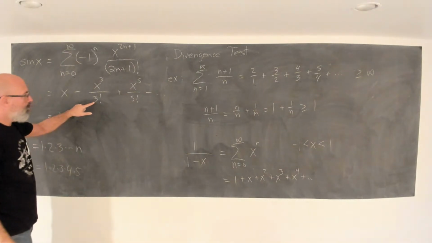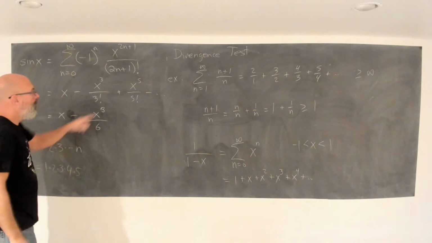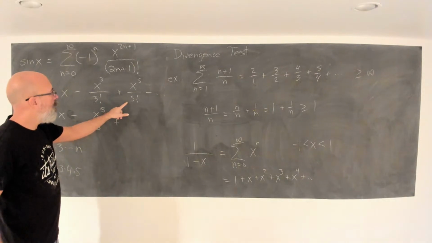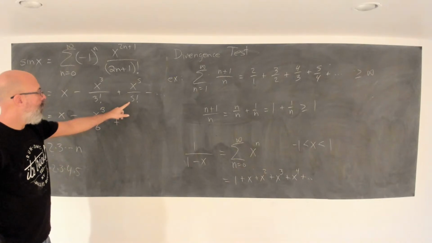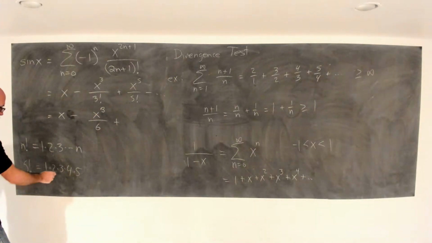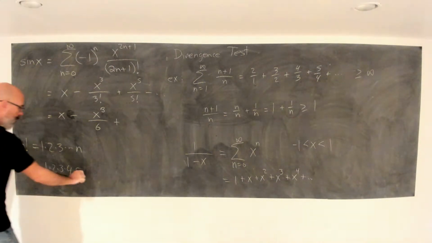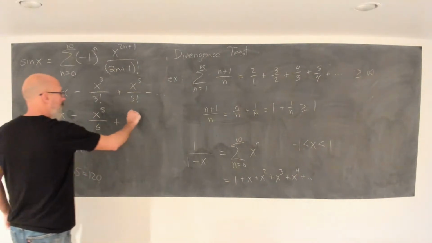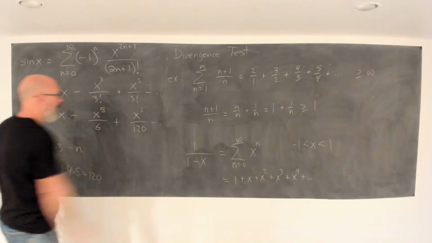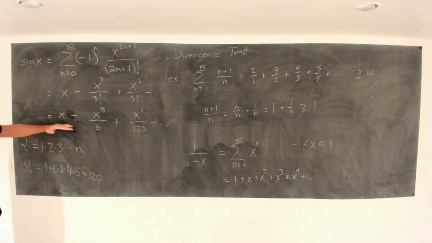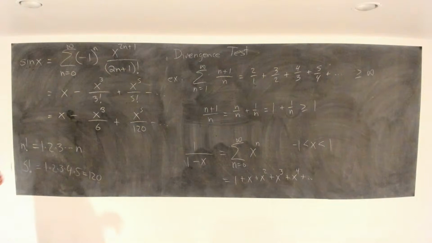3 factorial is 1 times 2 times 3, so that's just 6. 5 factorial is 1 times 2 times 3 times 4 times 5, so you can work that out. 6 times 4 is 24, times 5 is 120. And so on and so on. So you have this nice infinite polynomial that is equal to sine x.